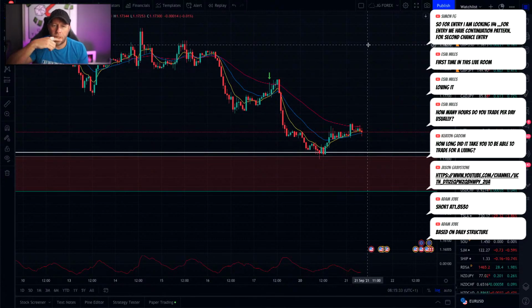Adam Job says, short, I can't see, it's too far away, 18530 based on daily structure.